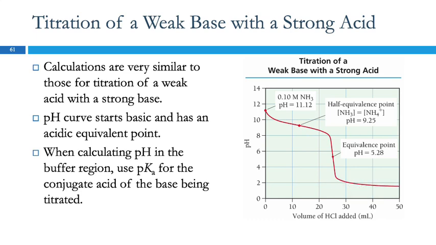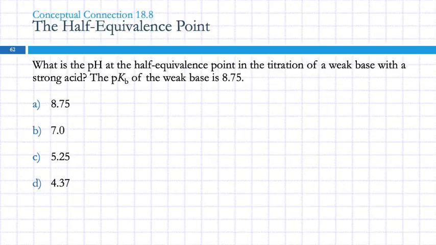Now, this is a buffer region, just like for the weak acid, but the Henderson-Hasselbalch equation has pKa in it, because we're calculating pH, not pOH. So we're going to use pKa for the conjugate acid of the base. Like, that's not confusing.